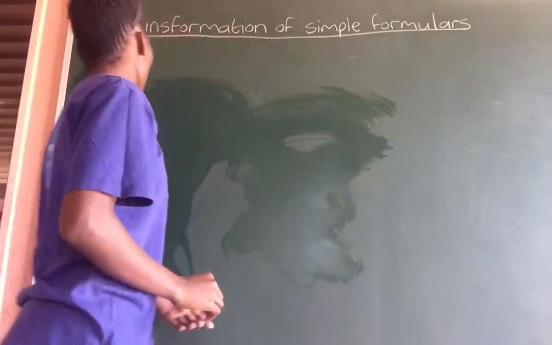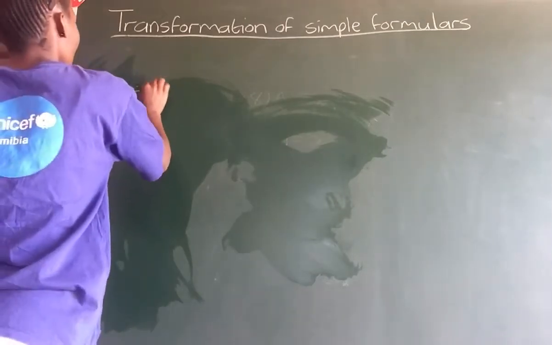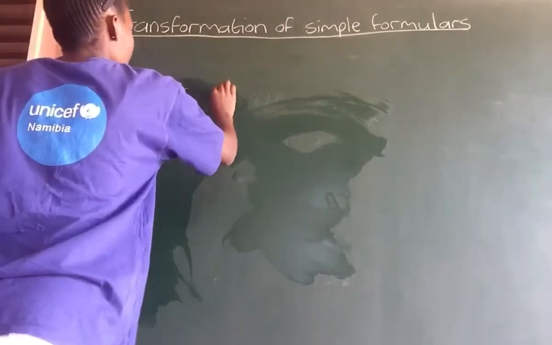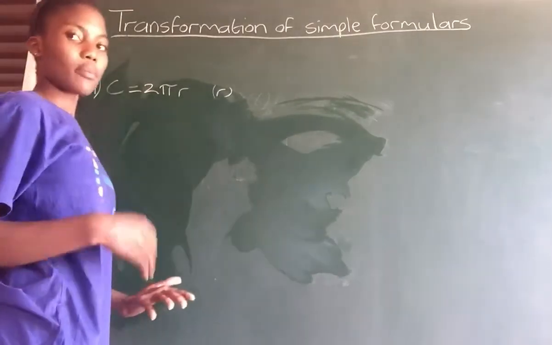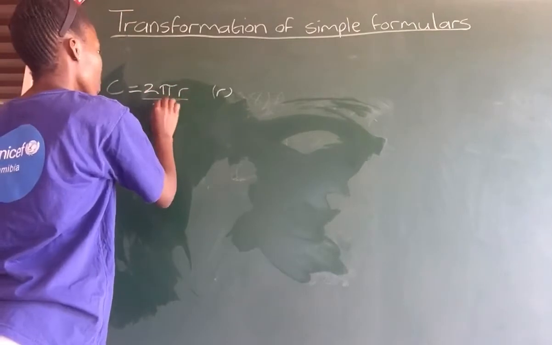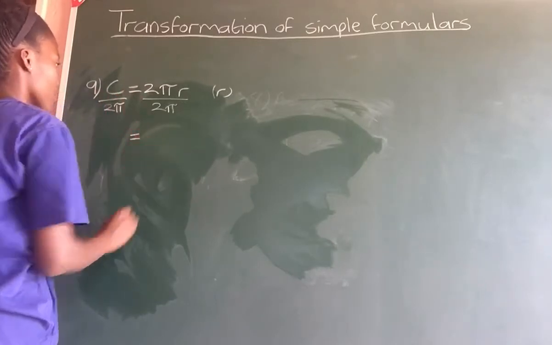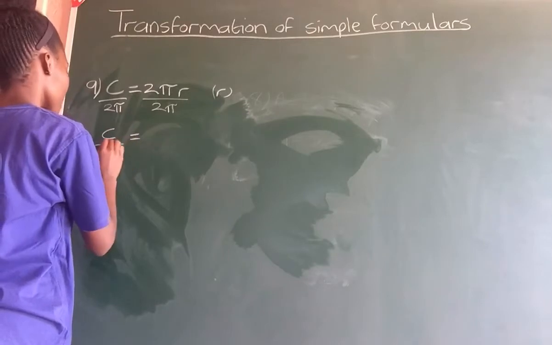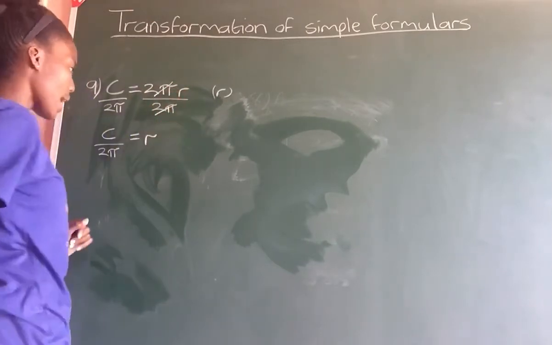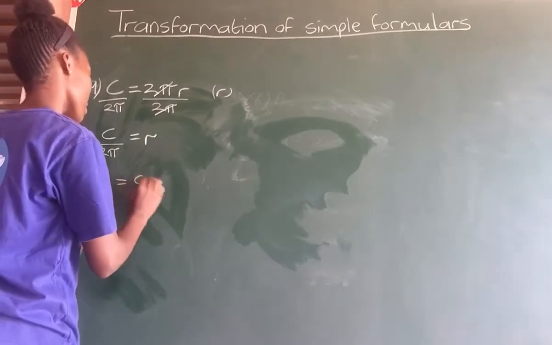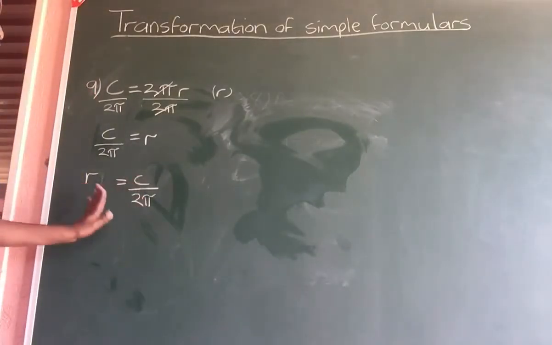For the next example, we have number 9. C is equal to 2 pi r. In this case, we're told to make r the subject of the formula. Now, in this case, we're dealing with multiplication, and the opposite of multiplication is division. So we say divided by 2 pi. And this side, we also say divided by 2 pi, which will give you c over 2 pi is equal to the 2 pi, and the 2 pi will cancel, you'll be left with the r. You rearrange your formula and say r is equal to c over 2 pi. There we have it, r is the subject of the formula.